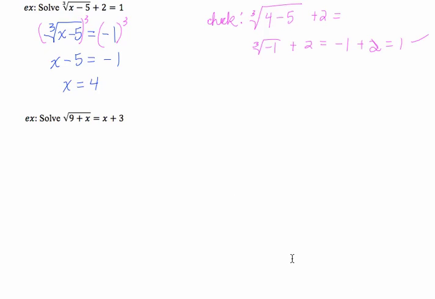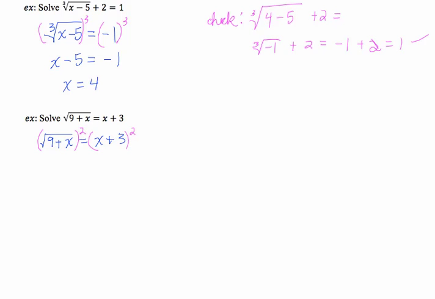We have the square root of 9 plus x is equal to x plus 3. Now this one is already started for us because the radical is already by itself on one side of the equation, so we don't have to isolate it first. Instead, we can just begin by squaring both sides. So we have the square root of 9 plus x is equal to x plus 3, and I'm going to square. Remember, you don't just square every term, you square both whole sides.